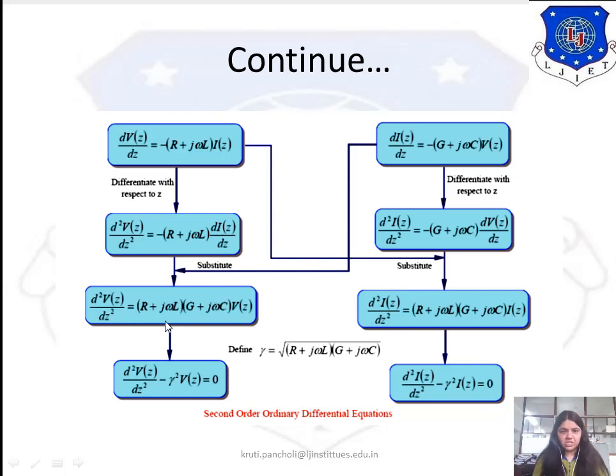Now what is this (R plus j omega L) into (G plus j omega C)? It is the propagation constant, defined as gamma equal to square root of (R plus j omega L) in bracket (G plus j omega C). So d square Vz upon dz square minus gamma square Vz is equal to 0, and d square Iz upon dz square minus gamma square Iz is equal to 0. So these are the second order differential equations for the transmission line.